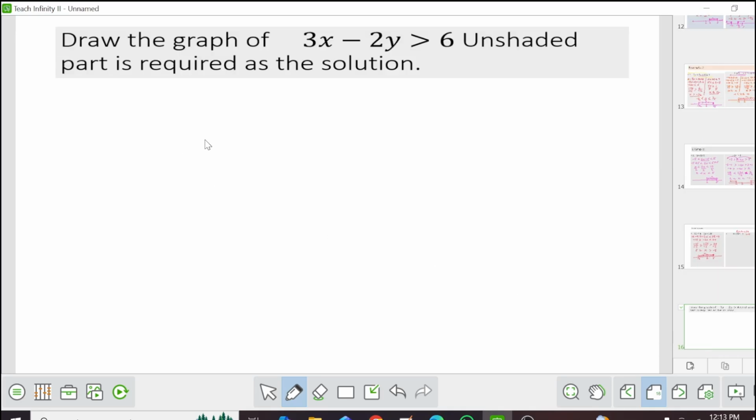That's all about combined inequality. Our next video will be on graphing of inequality. That's what we will discuss in our next class, graphing of inequality.